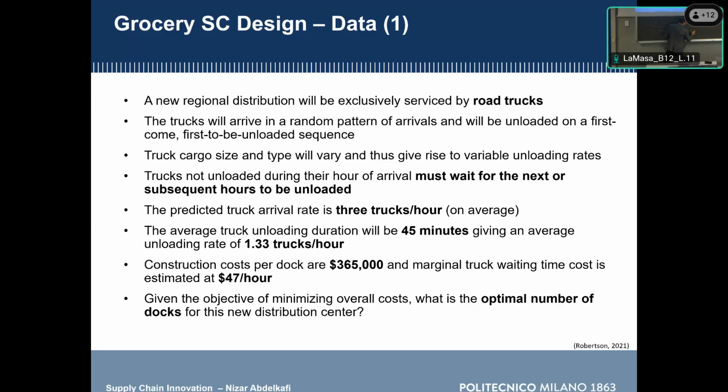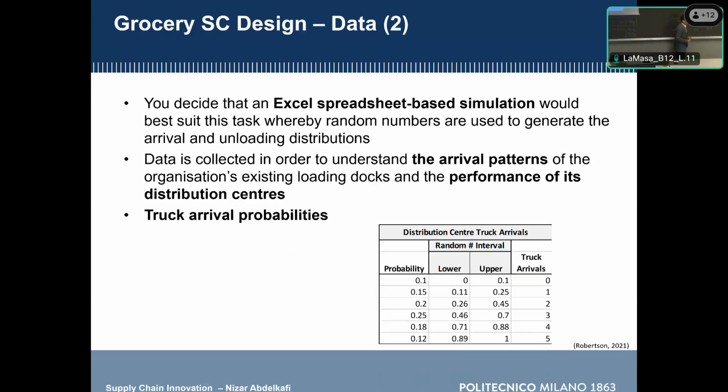Arrivals and the unload capacity, or unloading capacity. Okay, now more or less we are aware of everything. We need, of course, the distribution center probability distributions. Now, okay, the next step is you decide to use Excel, because it would best suit this task, whereby random numbers are used to generate the arrival and unloading distribution.